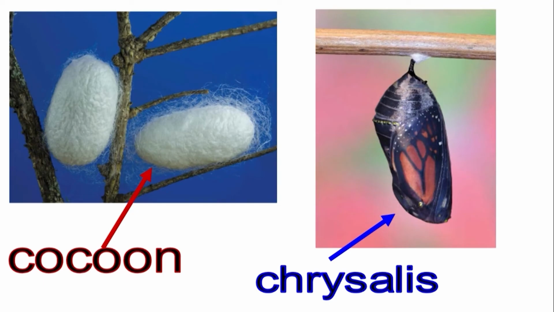Let's pause here and discuss the difference between a cocoon and a chrysalis. Both a cocoon and a chrysalis are a protective case for the pupa, but a cocoon is soft and a chrysalis is hard. Can you see the difference?